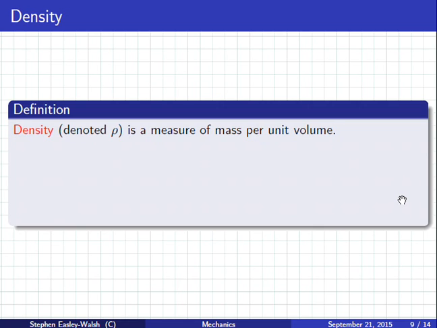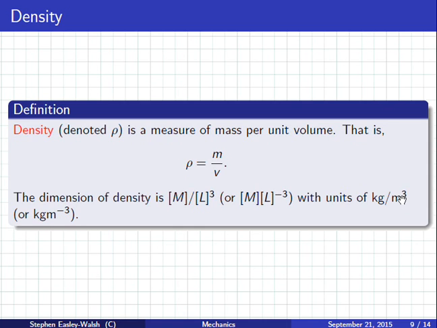The last one actually is something we have in physics called density, which is rho, the symbol. And density is how much mass per unit volume. And the formula is this, it was in my example. This is the formula for density.